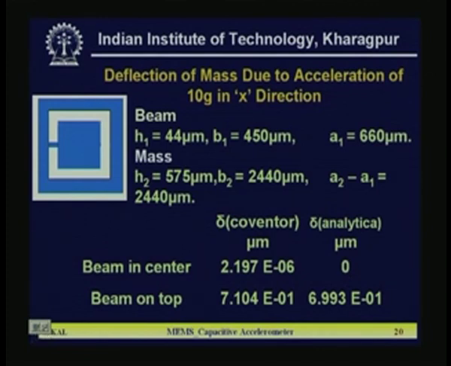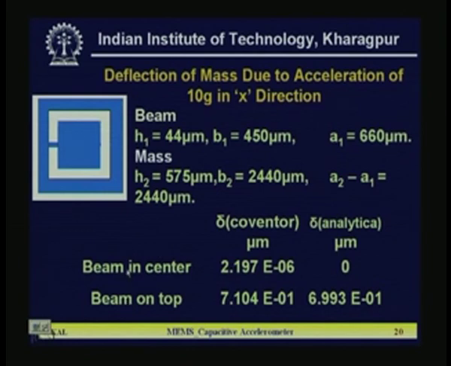So that is why it is 0, but some movement along z will be there if you put x direction acceleration. So that is why in Coventor accept that. There you are getting some value which is very small. Delta is the displacement along deflection of the mass due to acceleration 10G in x direction. That is the delta here.